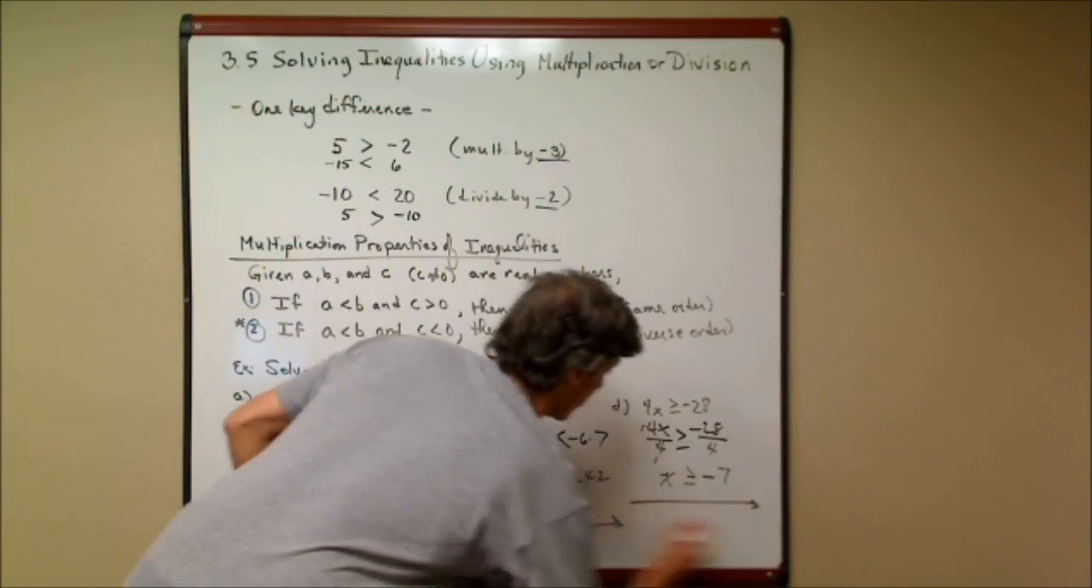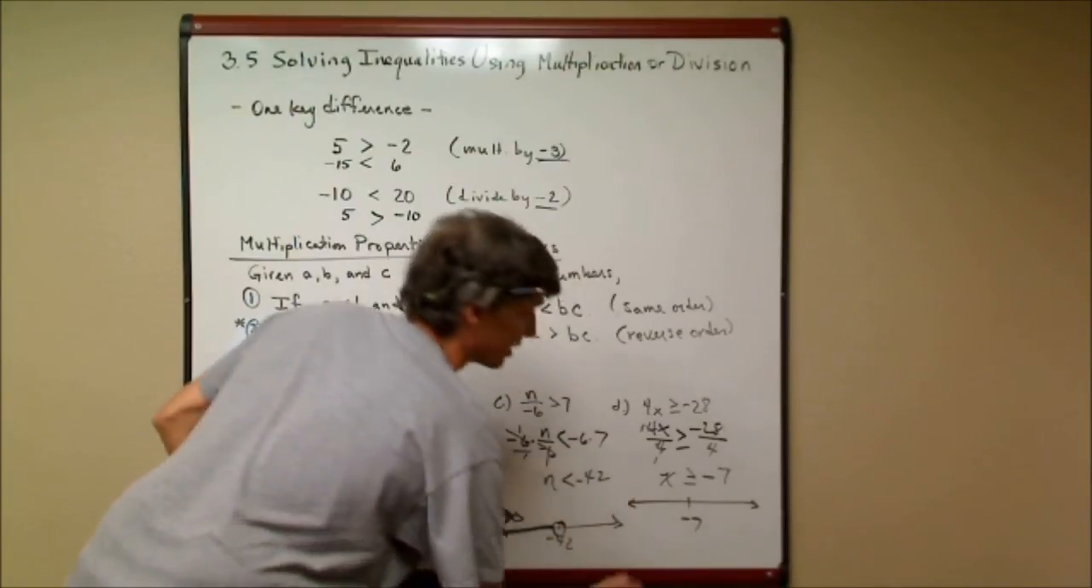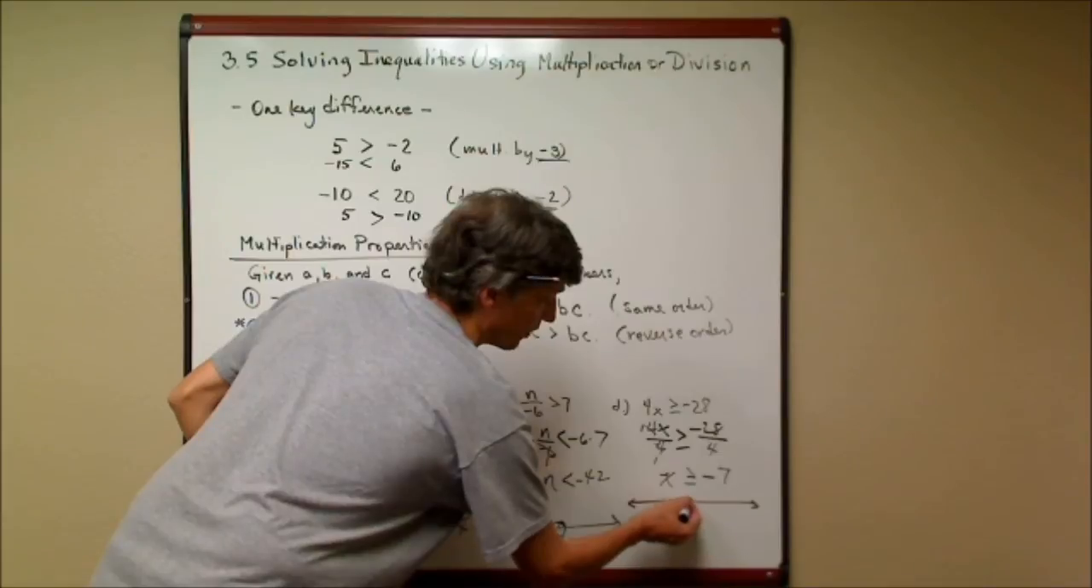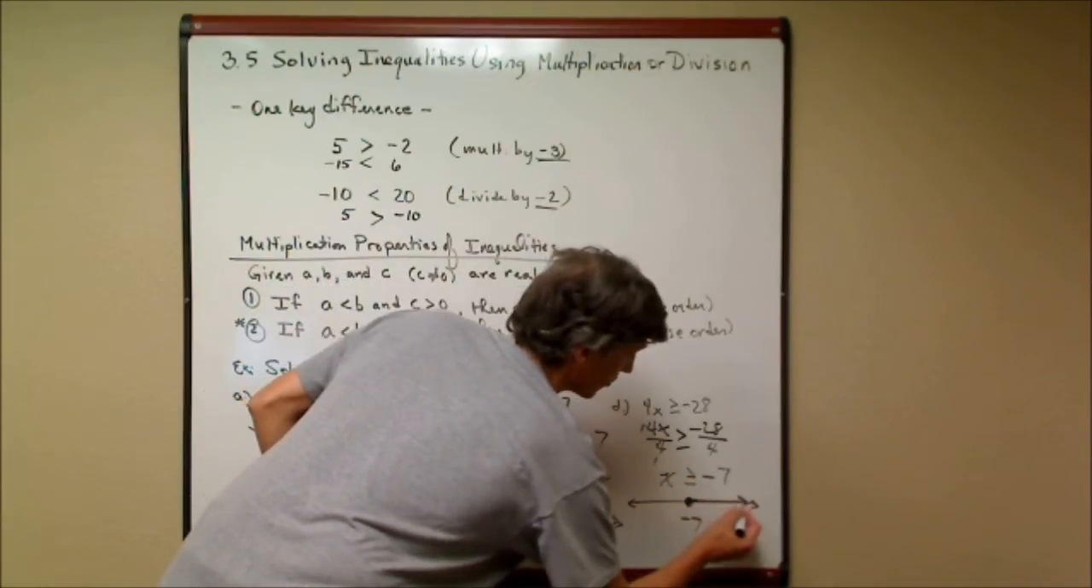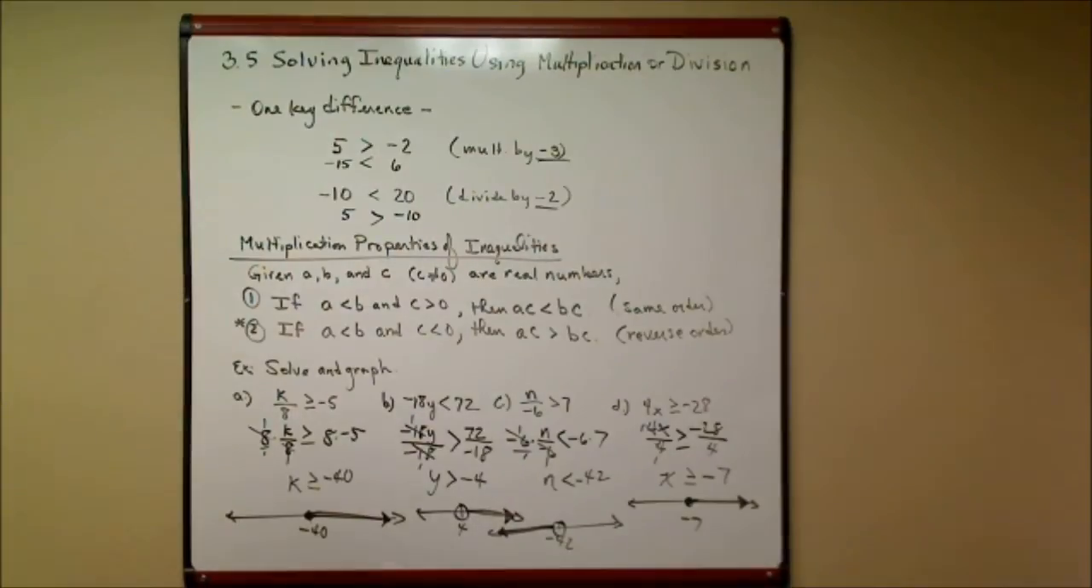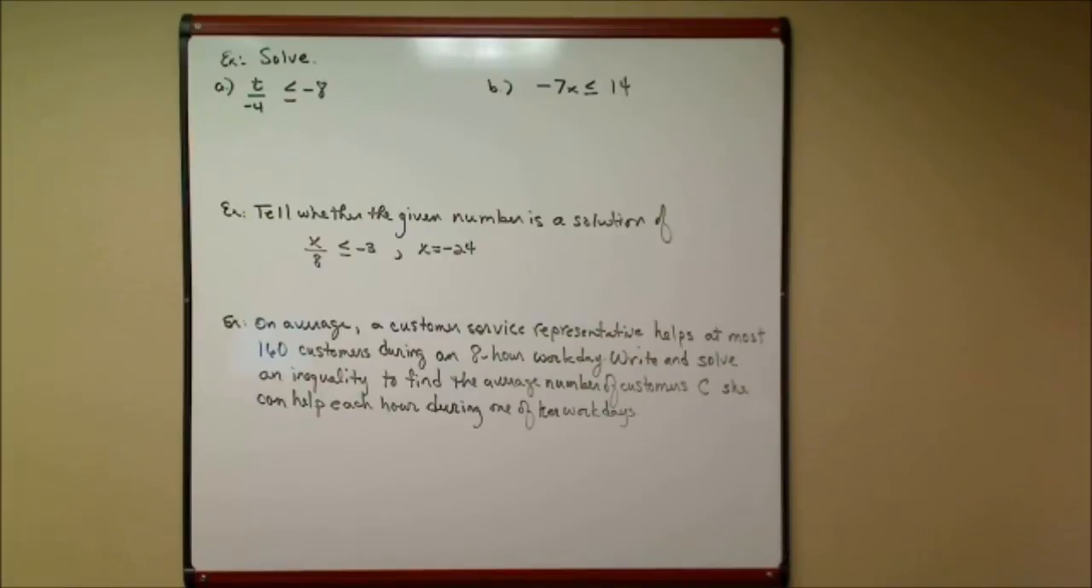I draw my number line out. I put my key value of negative 7. Because of the equal to, it's a filled in dot. And because it's greater than negative 7, I shade to the right, and I fill that all in. All right, so be very, very careful on this one. If you multiply or divide both sides of an inequality by a negative number, you must reverse the order. Two more just to make sure.